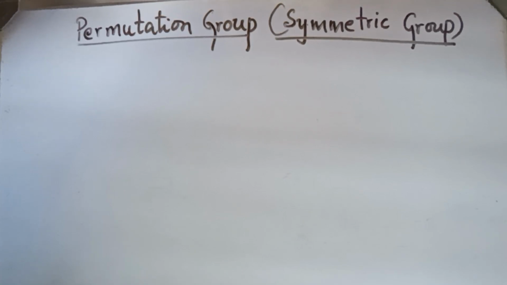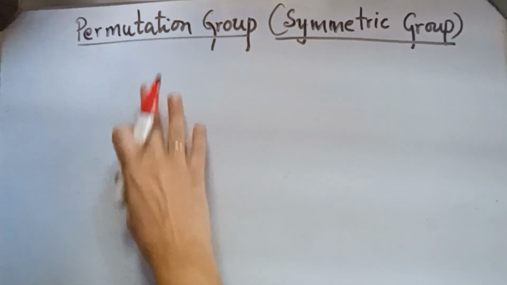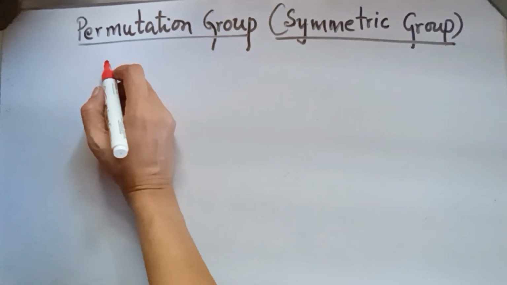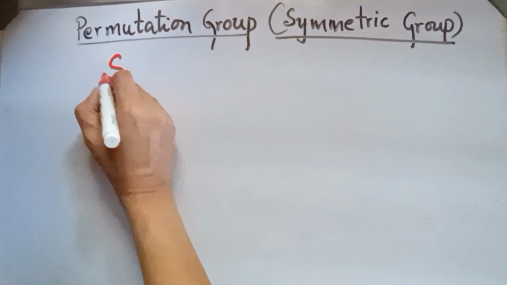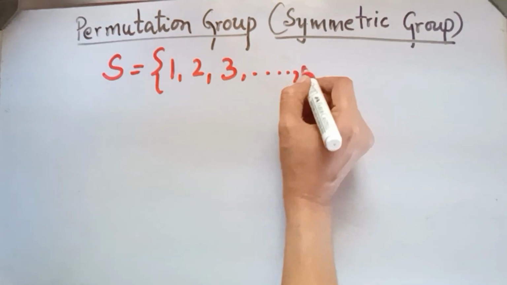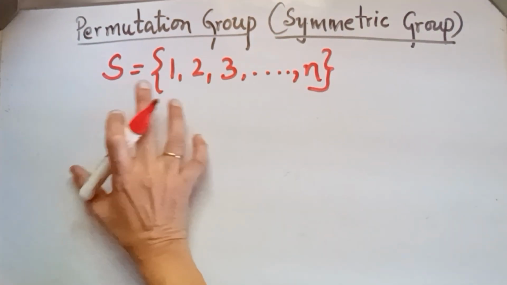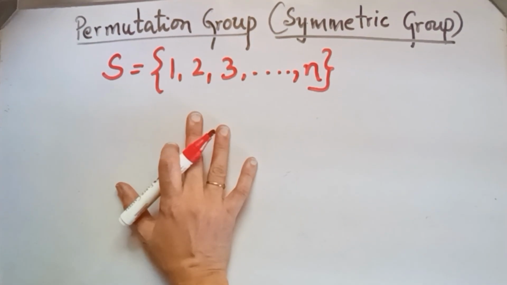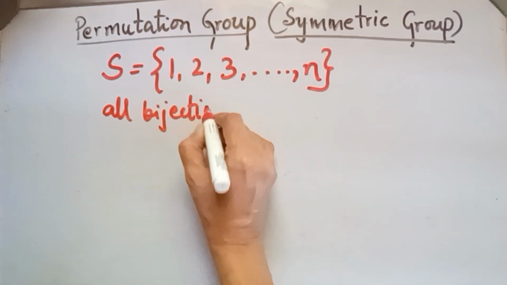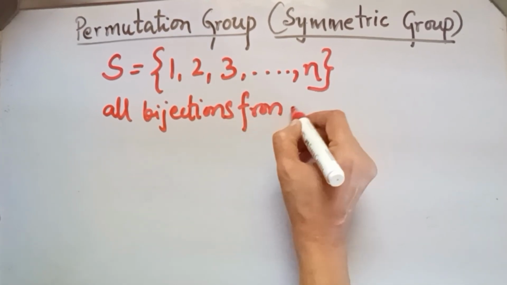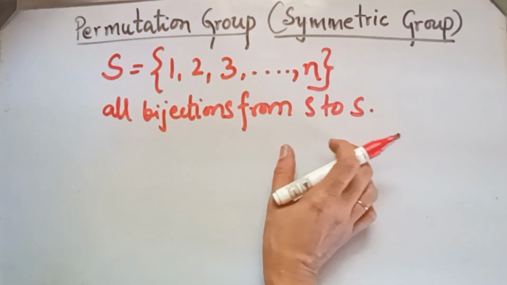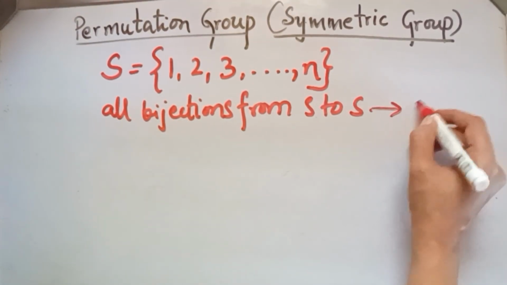Hello everyone. In this video, I'm explaining what a permutation group or symmetric group is. You take a set with n symbols. S is equal to, I'll take those n symbols as 1, 2, 3, and so on up to n. Then you have to collect all bijections from S to S. Collect all these bijections and name that collection Sn.